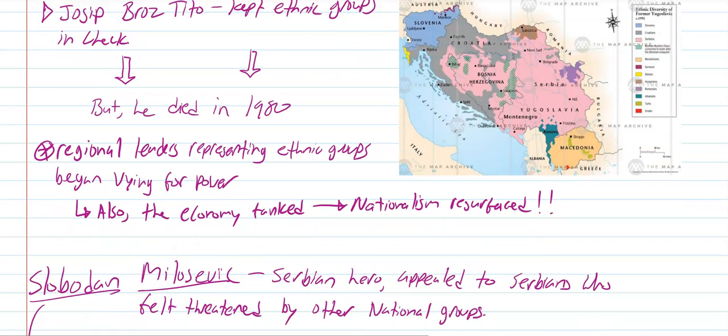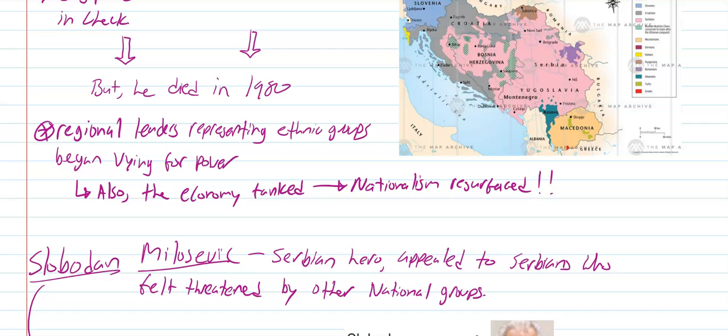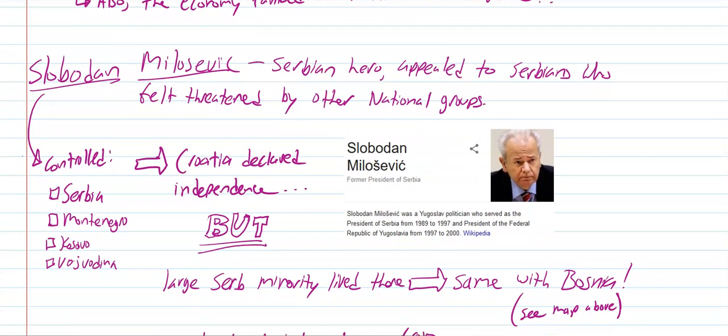But in 1980, he died. And what happens here is that regional leaders begin to emerge, and they represented the interests of the various ethnic groups of the areas where they were in power. These different regions started to vie for power and started to seek their own autonomous governments. Nationalism starts to resurface, probably because the economy tanked in Yugoslavia as a whole. And so you start to see these different countries try to separate and become their own thing.